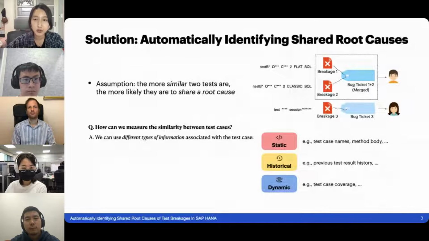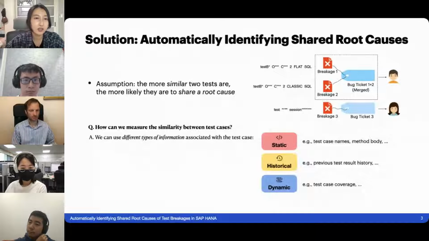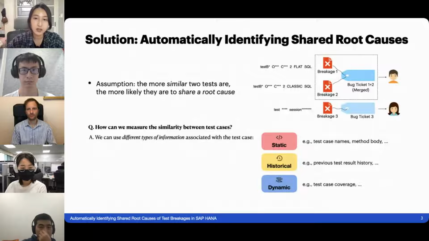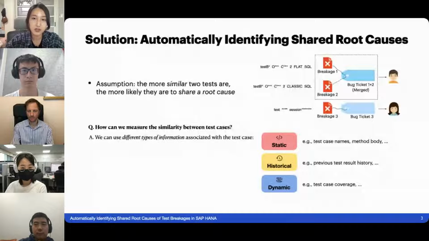So, how can we know if two breakages share a root cause? The main assumption behind our approach is that the more similar two tests are, the more likely they are to share a root cause. And the next question would be, how can we measure the similarity between the test cases? We choose to use different types of information and calculate the similarity between the processed information, which are from 3 categories: static, historical, and dynamic.